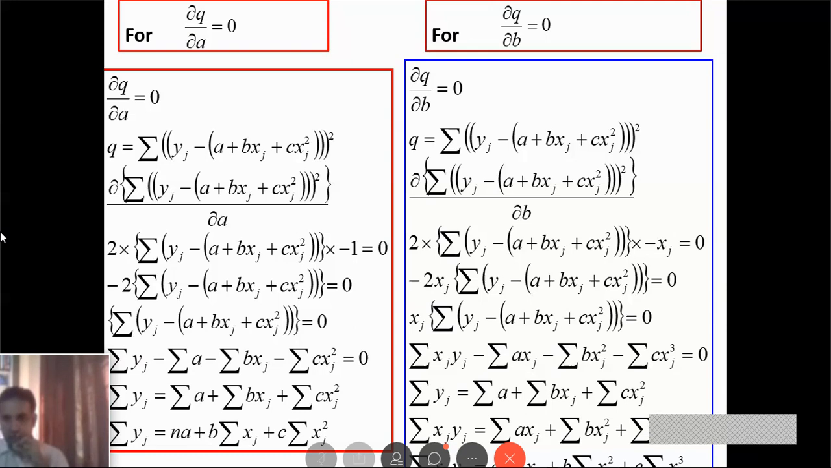Transpose all these three terms to the right hand side. So you have the previous equation: sigma xj yj equals a sigma xj plus b sigma xj squared plus c sigma xj cubed. Same way, if I take this constant a outside, this equation can be rewritten as sigma xj yj equals a into sum of xj's, b into sum of xj squared, c into sum of xj cubed.